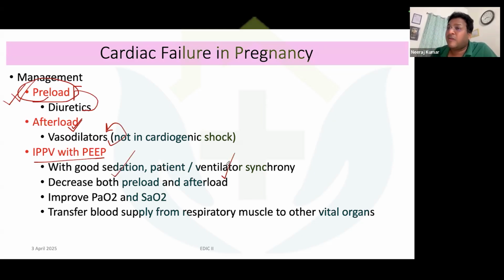You can prevent the ventilator dyssynchrony. You maintain ventilator synchrony by effectively sedating the patient. You can decrease both preload and afterload. You can improve the PO2 and SO2 values. Why? Because it transfers blood supply from the respiratory muscles to your vital organs.